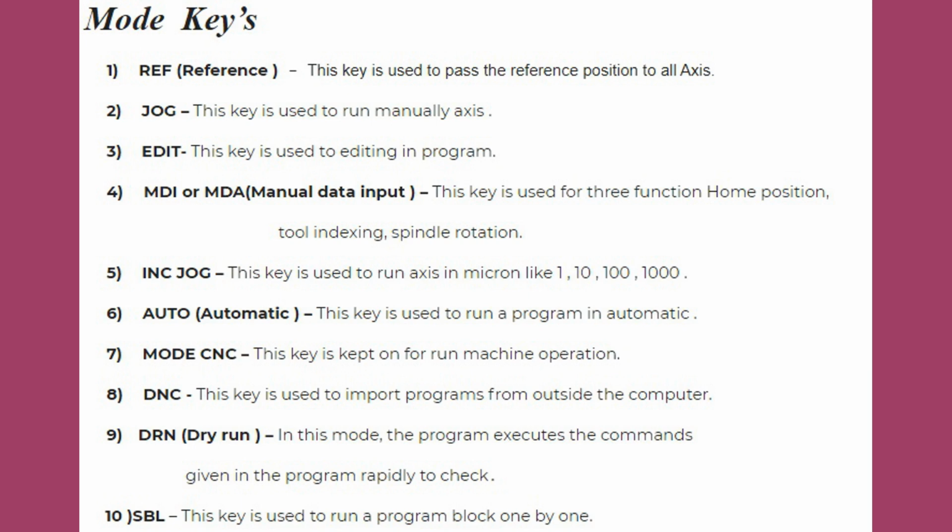Number 19. Feed override key. This key is used to raise and lower the feed rate percentage. Number 20. Cycle start/stop key. This key is used to stop the program.